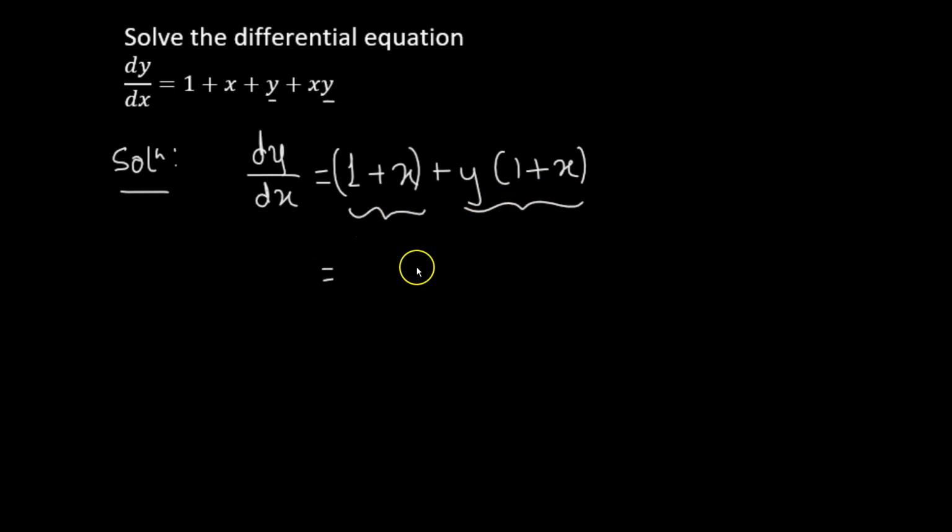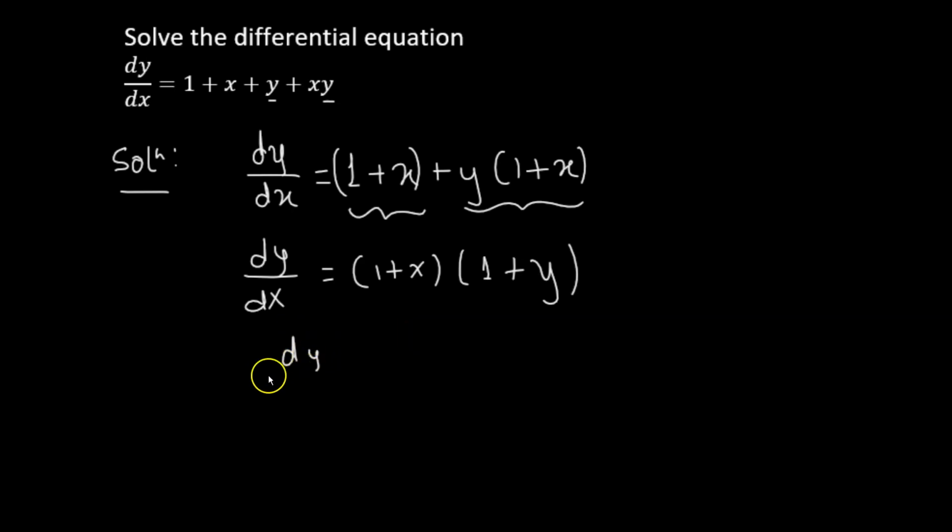From the first term and the second term, let's take 1 plus x as the common factor. So we have 1 in the first term plus y remaining in the second term. So this is dy over dx. Now it becomes easier to write in the separable form. So we have dy divided by 1 plus y equals 1 plus x times dx. So we have it in a separable form. Let's try to integrate both sides.